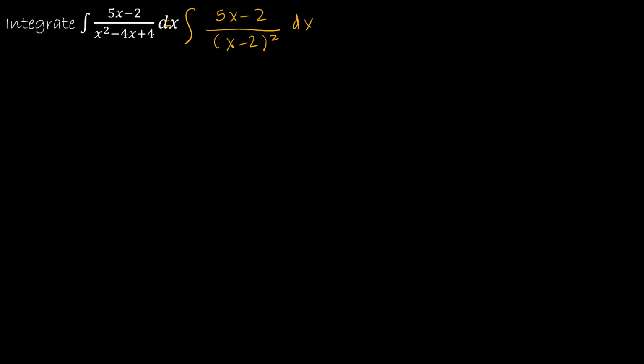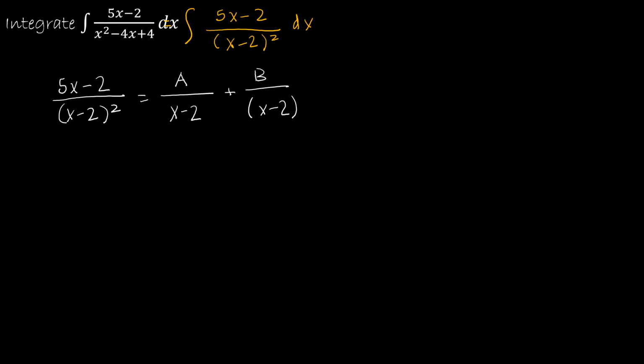So I'm going to rewrite the left side, which is 5x minus 2. And again, when I'm doing the partial fractions, I don't have to write the integral. So this is x minus 2 quantity squared. And I'm going to write a over the factor one time. This is how we deal with multiple factors that are the same. And then b over the factor squared. From here on out, everything is the same.